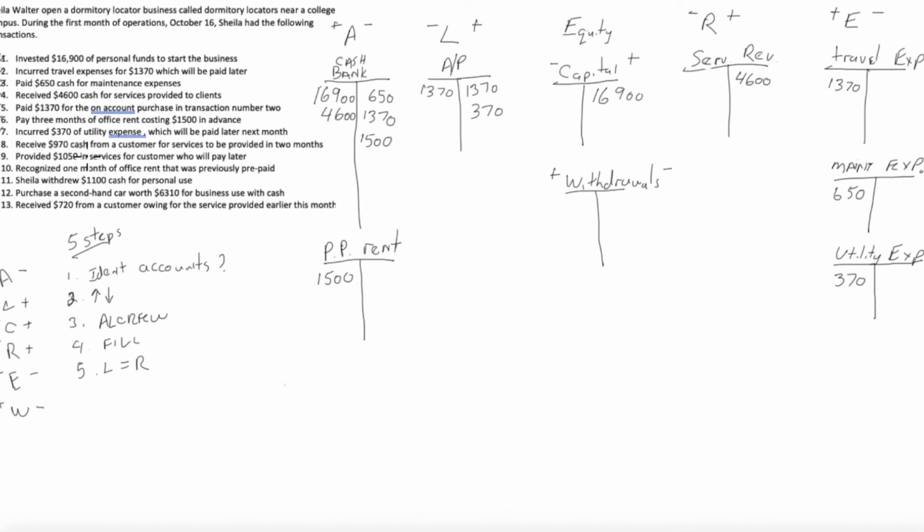Received $970 cash from a customer for services to be provided in 2 months. So we haven't done the job yet, right? But they paid for it up front. So if they paid, we follow the cash. Which 2 accounts? Well, cash is one. And what else would it be? Would it be service revenue? No, because we haven't done the job yet. So technically, if we decide we're not going to do the job, they could take the money back. Okay, so it's a liability.